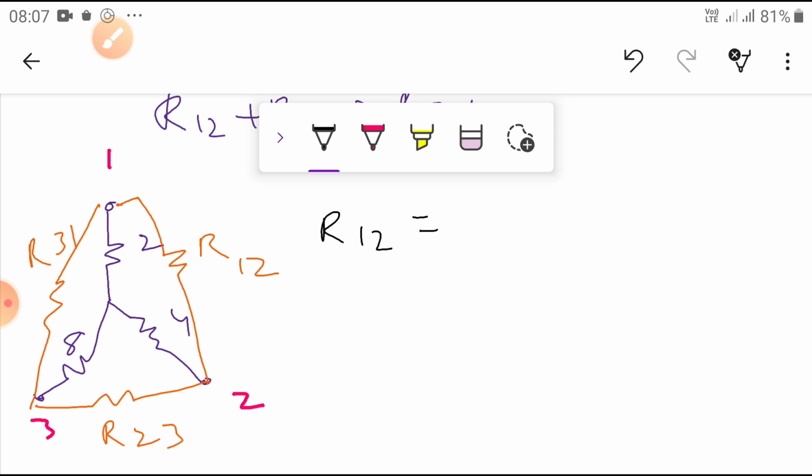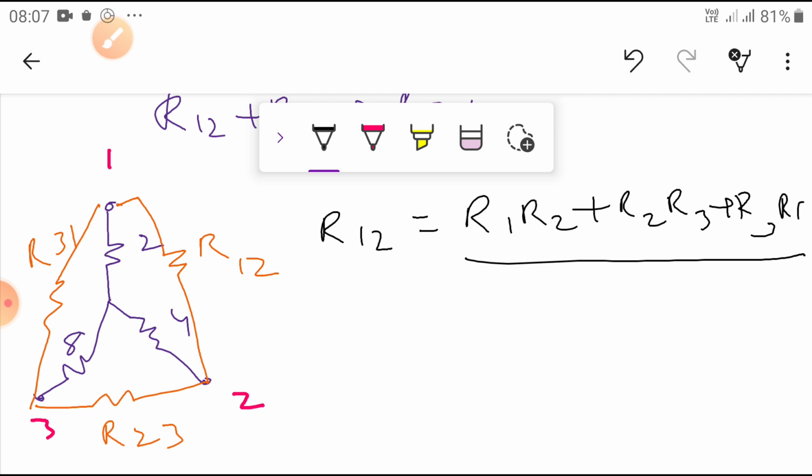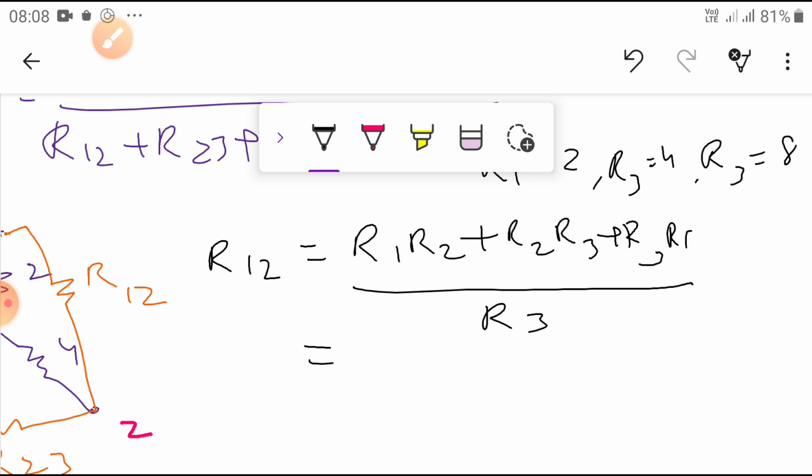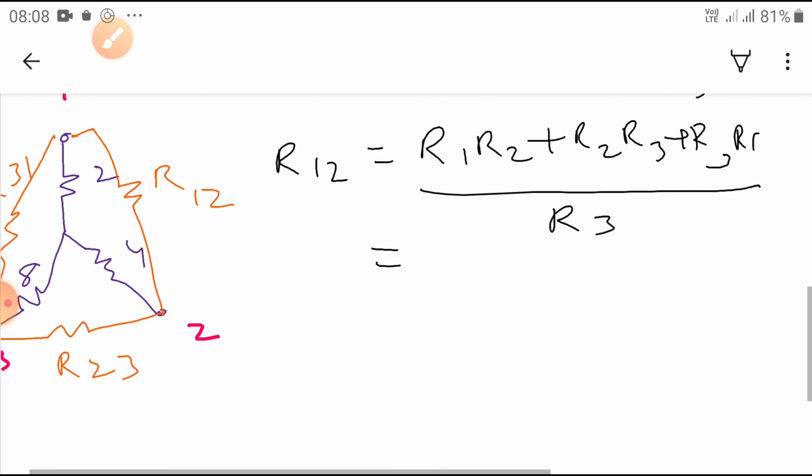So R12 is the sum of these values. What is the formula? We write R1 R2 plus R2 R3 plus R3 R1, divided by the opposite. What is the opposite? Here this is R3. Now what is R1? R1 is given as 2 ohms, R2 is given as 4 ohms and R3 is given as 8 ohms. Okay, so based on this you are going to substitute in this equation.